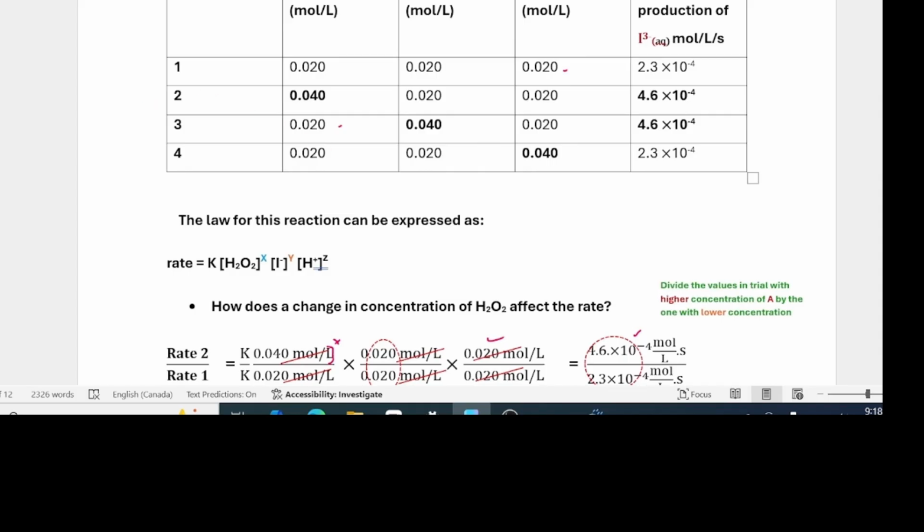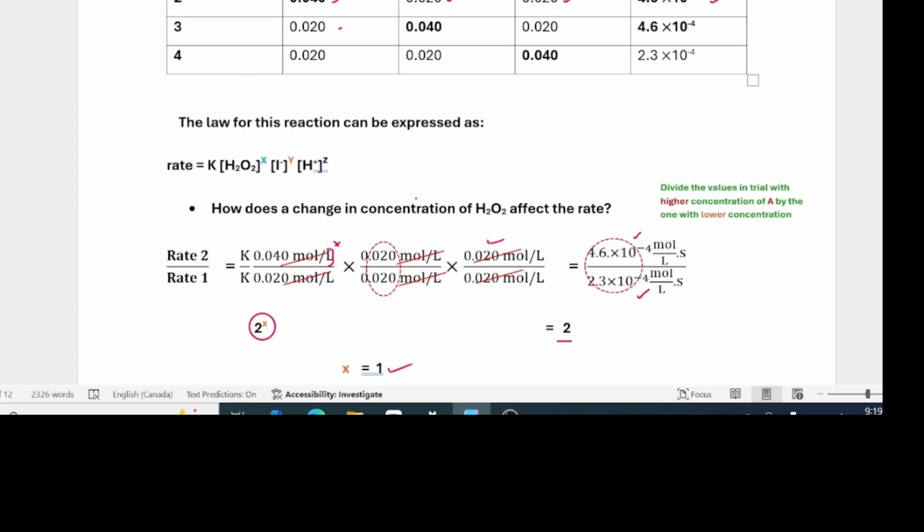Starting with hydrogen peroxide, we can see that in trial 2, its concentration was doubled. All the others remained the same, and that was the rate given. So to find out how the change in the concentration of hydrogen peroxide affected the rate of the reaction, what trial do you think we should divide by what trial? Again, we'll take the one that has the higher concentration, divide by the one that has a lower concentration. So we take all the values in trial 2 and divide them by the values of trial 1.